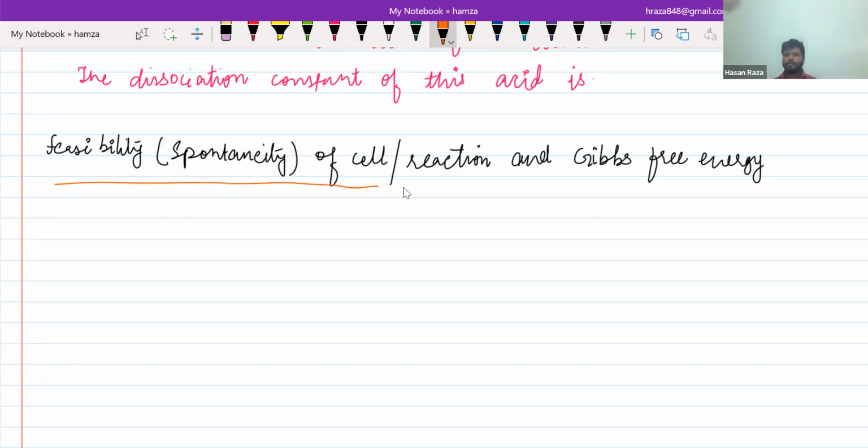This is the topic. Now we need to know whether the cell or the reaction is feasible or not. Feasible means spontaneous, that means the cell will work on its own or we need to add some external agent. So basically this topic is feasibility of a cell and Gibbs free energy.